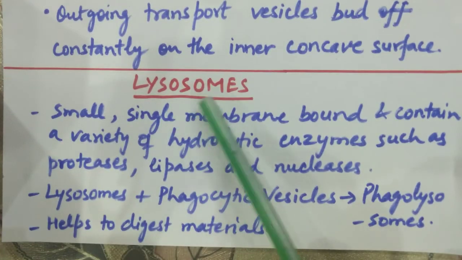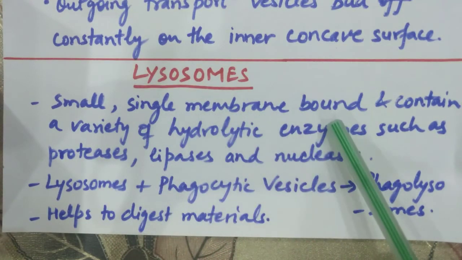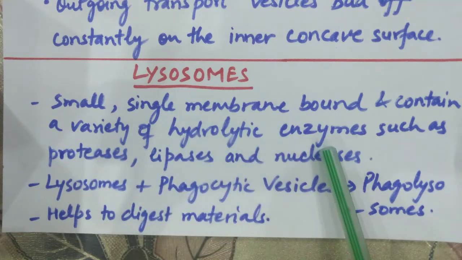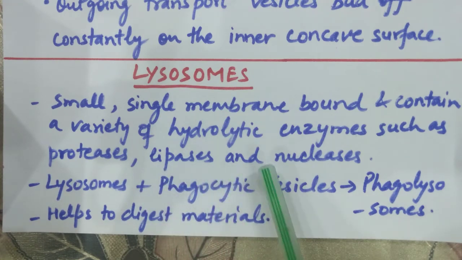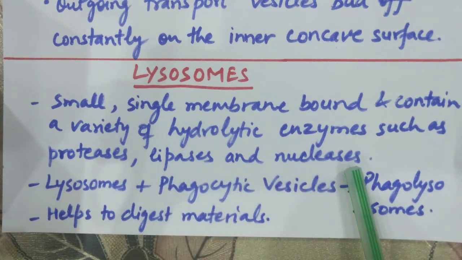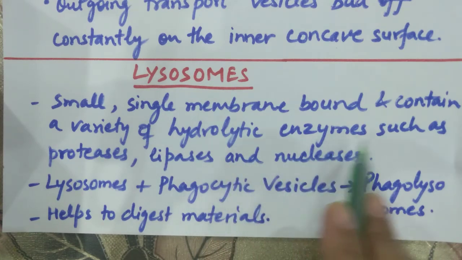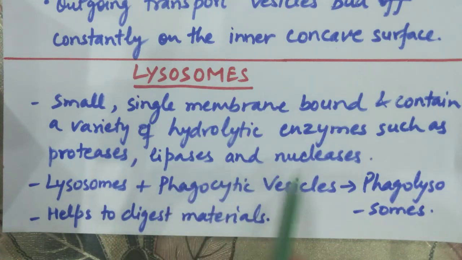Next is lysosomes. These are small, single membrane bound and contain a variety of hydrolytic enzymes such as proteases, lipases and nucleases. These hydrolytic enzymes are those enzymes which are going to lyse the proteins, fats and the nucleic acids.